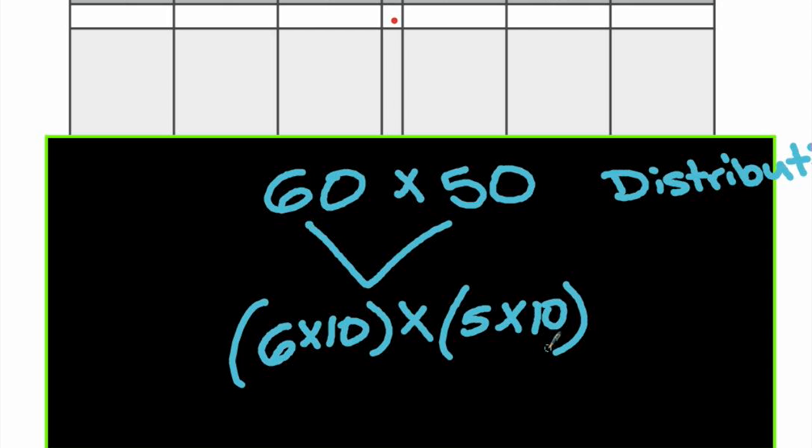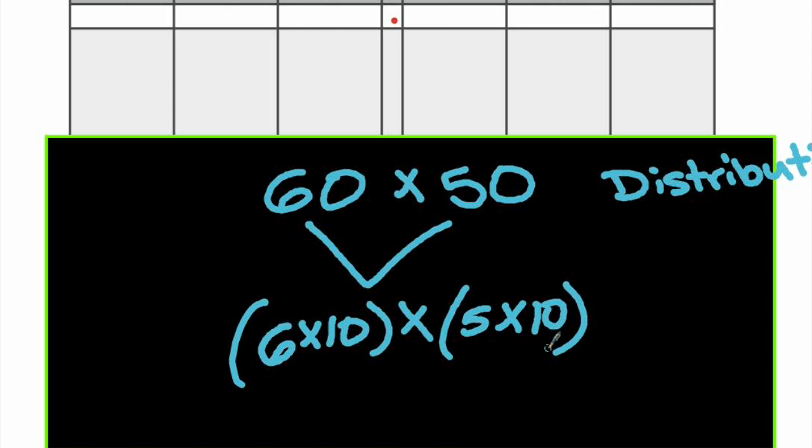Okay, what's another way to do this problem? How else could I break this up? Now, we've done the distributive property. That's the first thing you have to do. You have to, first of all, break it down, right? Because we know that 60 is the same as 6 tens, or 6 times 10. We know that 50 is the same as 5 times 10. So we've done a distributive property.